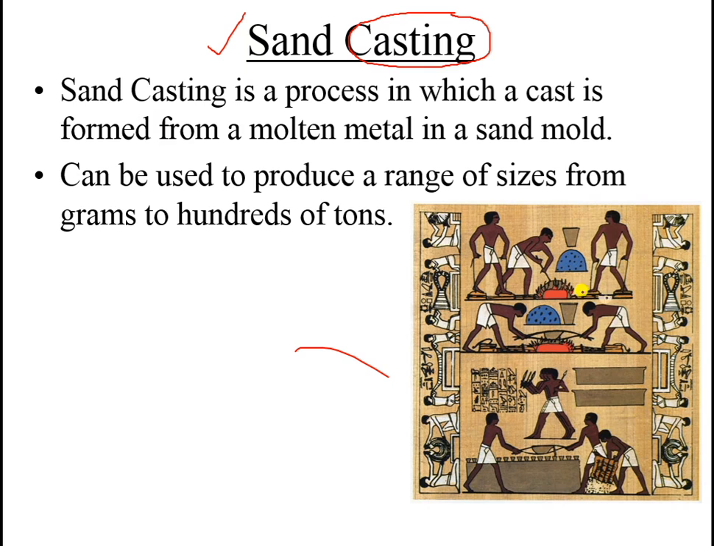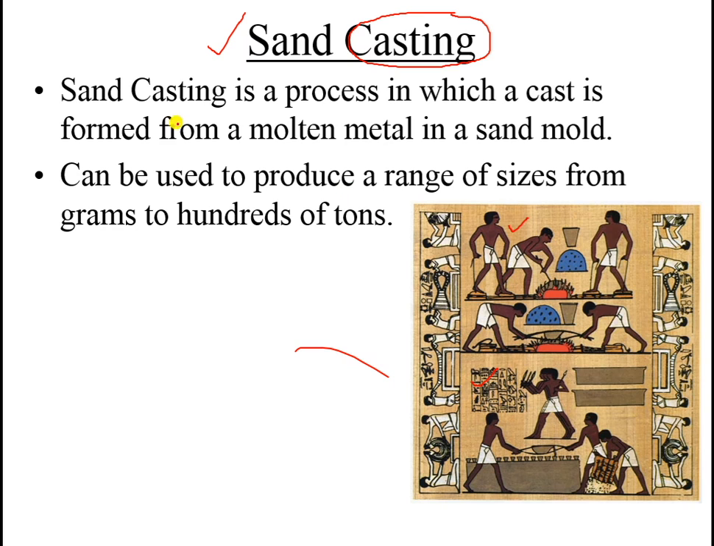So if you see this particular picture, it shows that these people are carrying something. These are the various tools which are used when they are pouring certain kinds of materials.